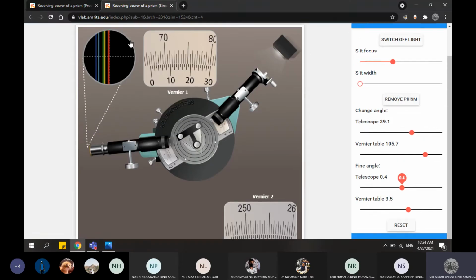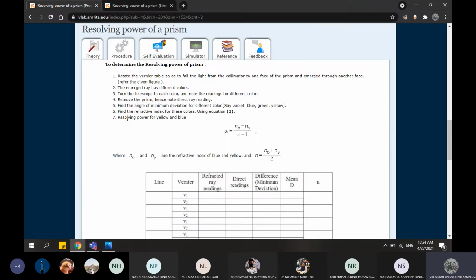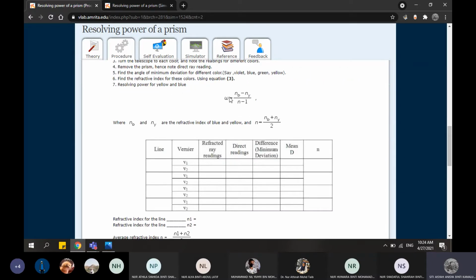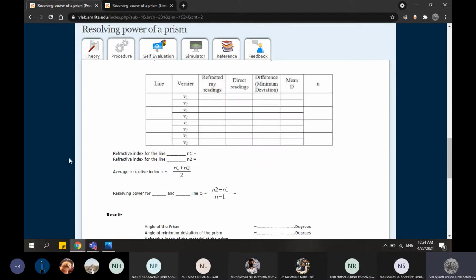And then resolving power, this is an example of resolving power for yellow and blue. We have got these experiments. We also want to find the resolving power using this equation. For example, using yellow and blue, we get the resolving power where n_B and n_Y are the refractive indices of blue and yellow, and this (n_B + n_Y)/2 is called the average refractive index. Okay, that's all from me.